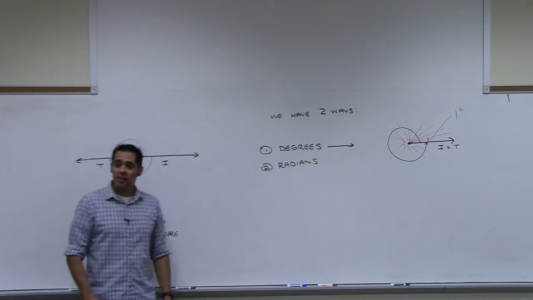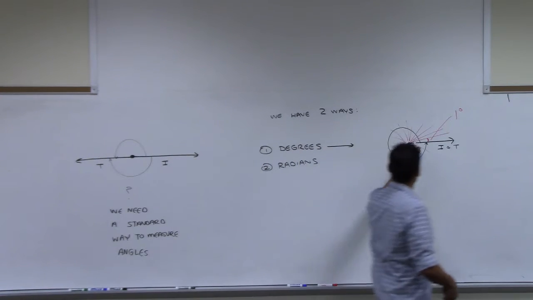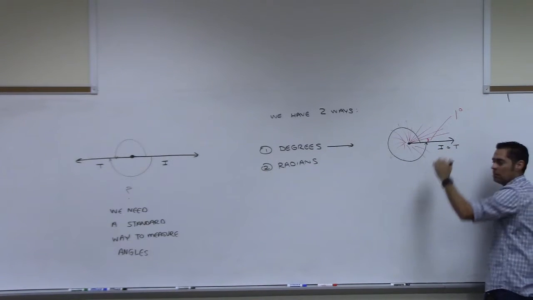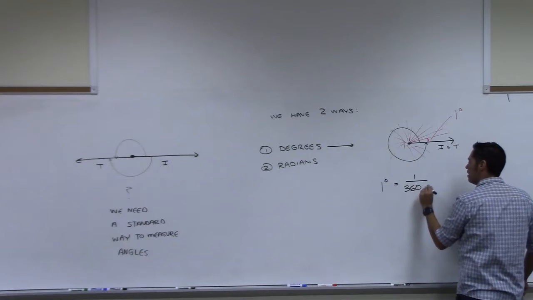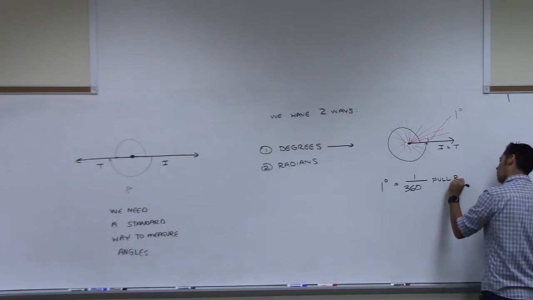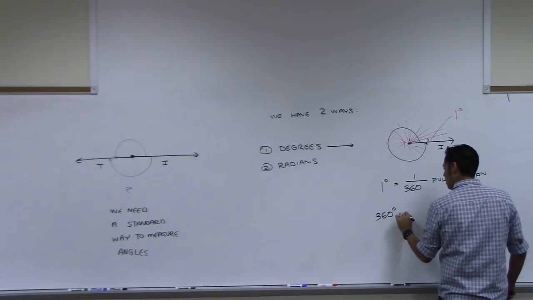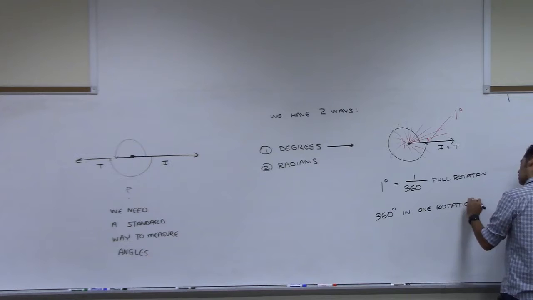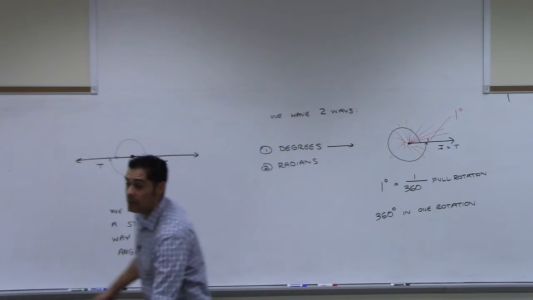And then we realized later that as things got more precise, even a degree wasn't enough. So everyone understand that 1 degree is just 1/360th of a full rotation. So there are 360 degrees in one rotation. These are basically saying the same things. But if you like, you can cut that degree down and make it even smaller.